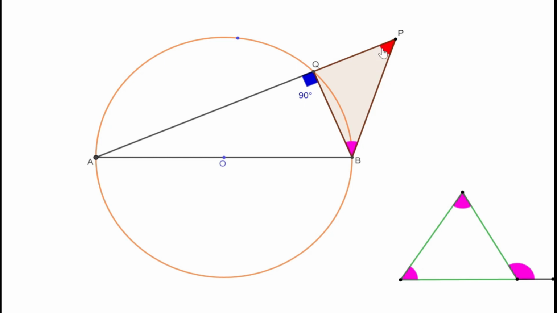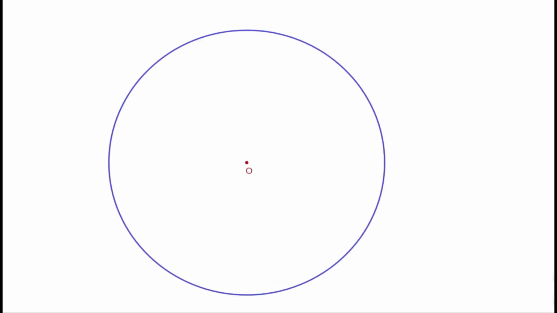Again, we cannot say the exact measurement. It depends the position of P. As the position changes, the angle may vary, but we can say one thing, that the angle is always less than 90 degree. Or when the ends of a diameter are joined to a point outside the circle, we get an acute angle.